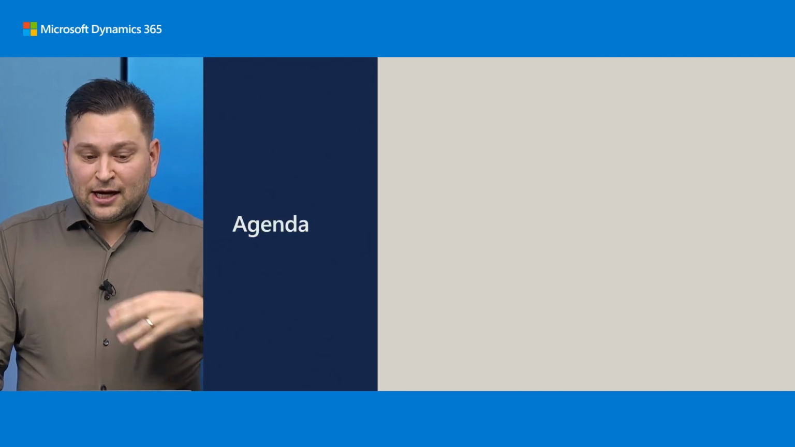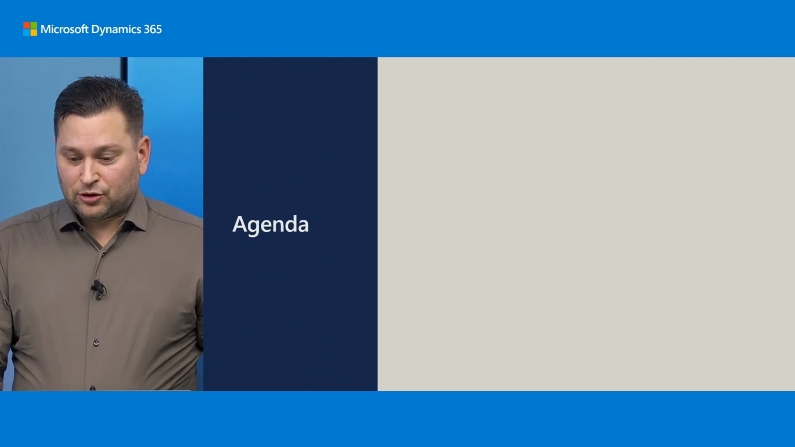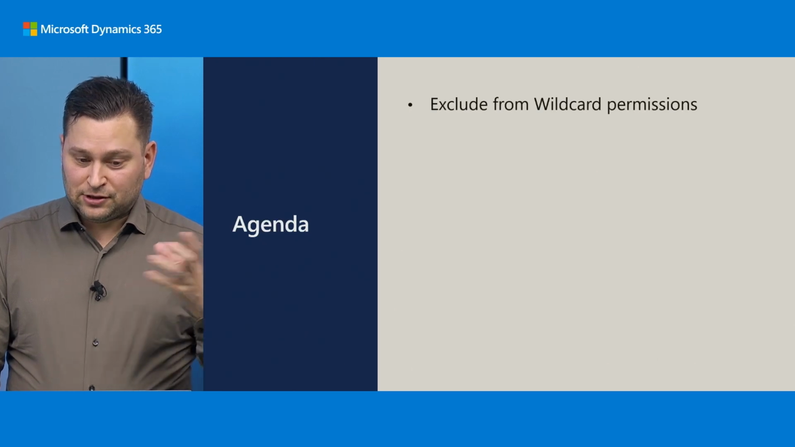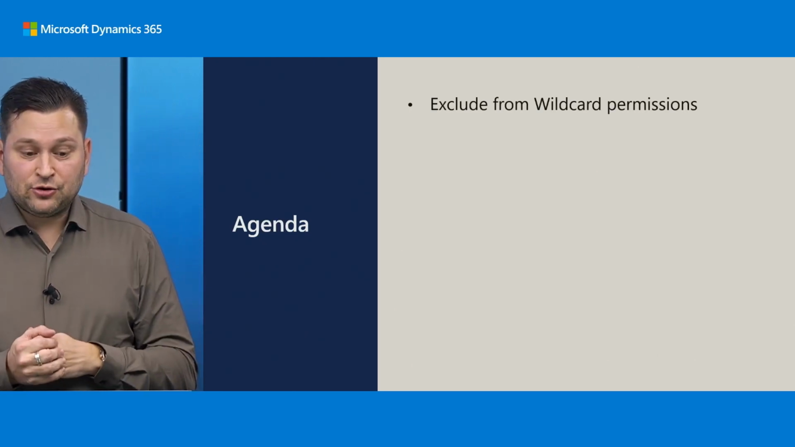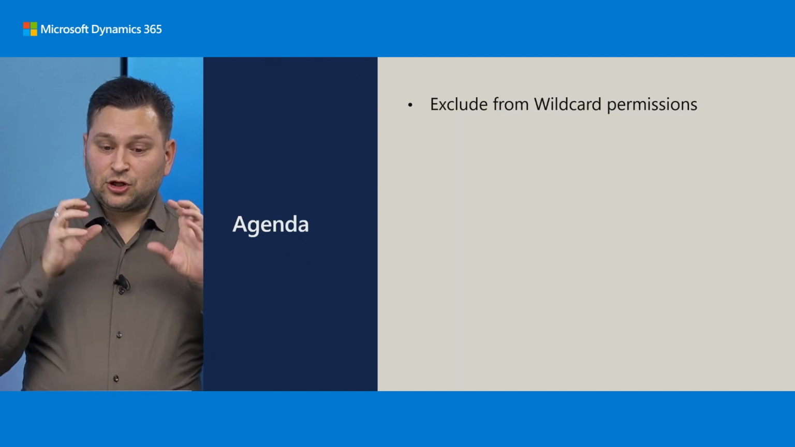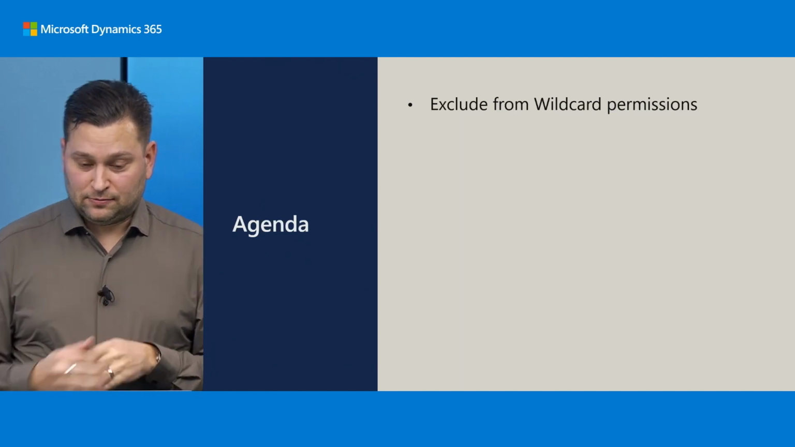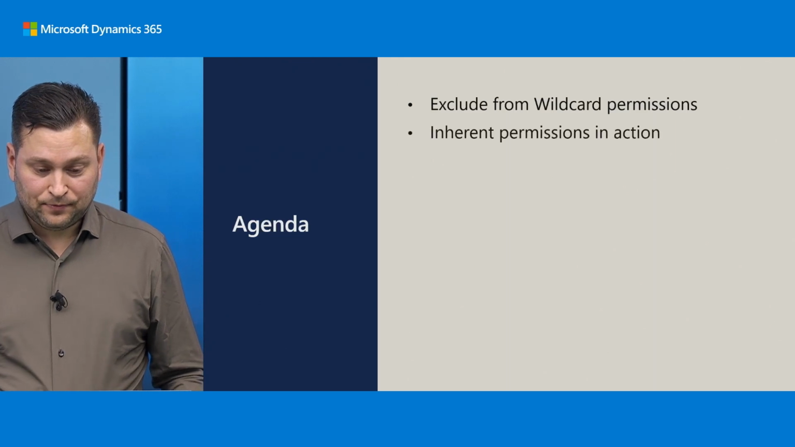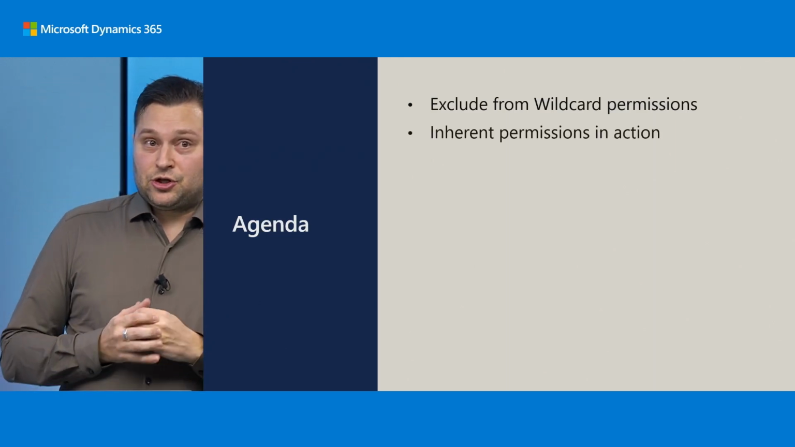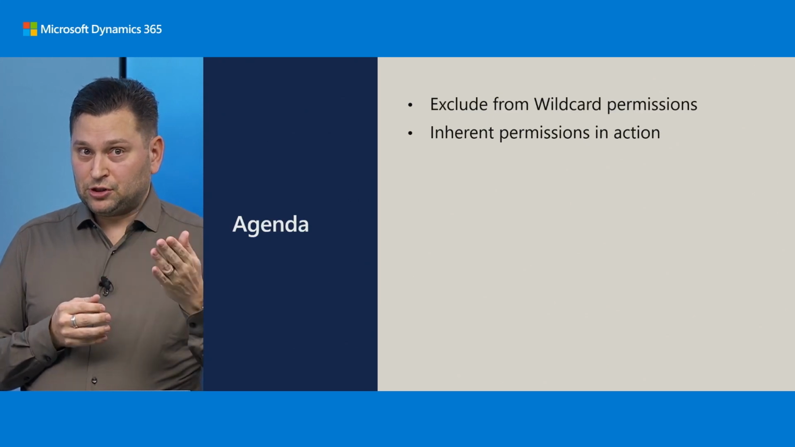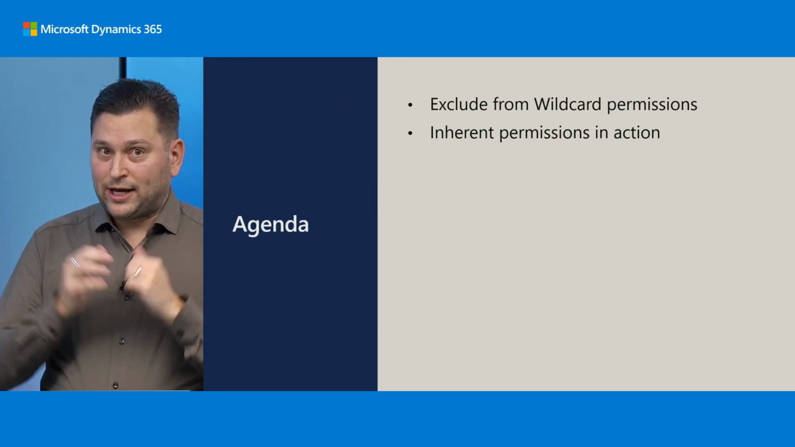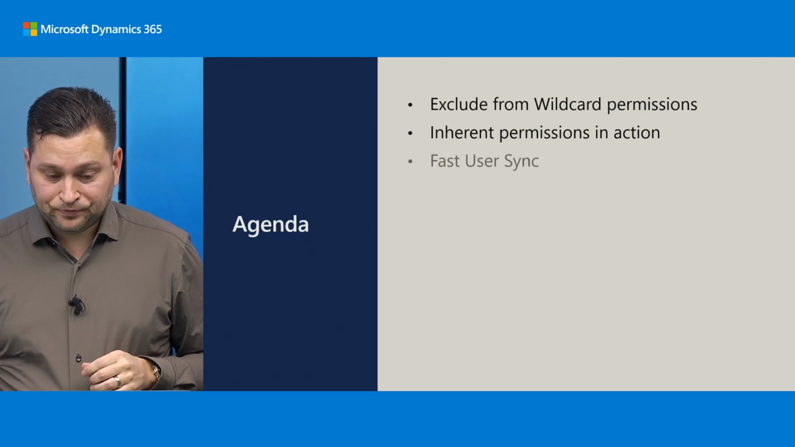Quick look at the agenda. Now, these headlines might not mean much to you quite yet, but we're going to touch upon each of these later in this presentation. We're going to start by introducing the concept of excluding from wildcard permissions. More on that in a minute. Then we're going to show you how we actually put inherent permissions to use. Inherent permissions were introduced in the previous release. Now we actually put them to use.